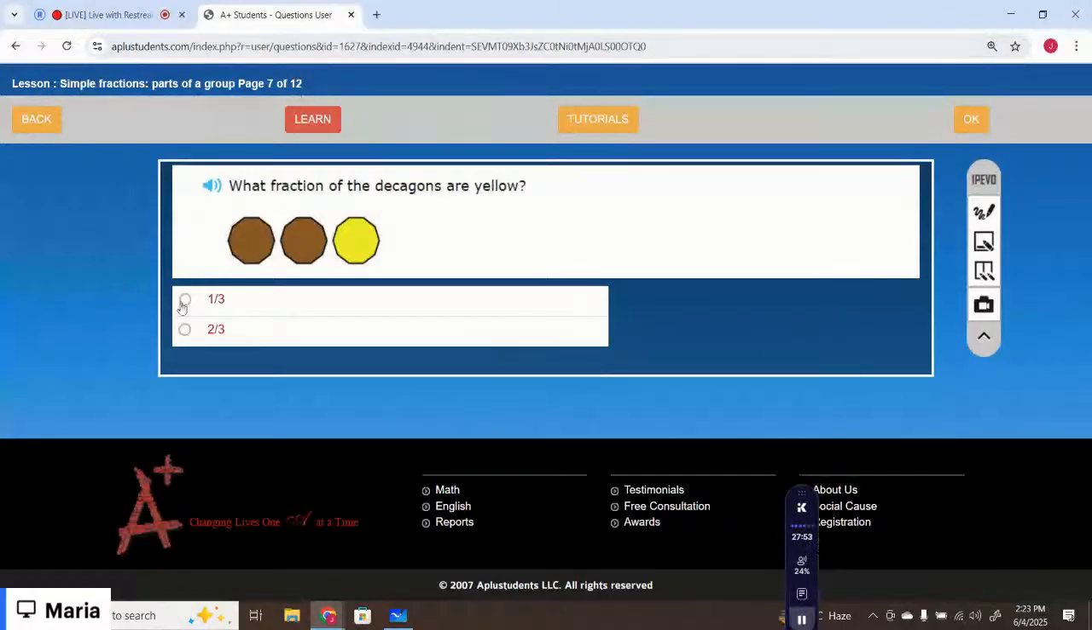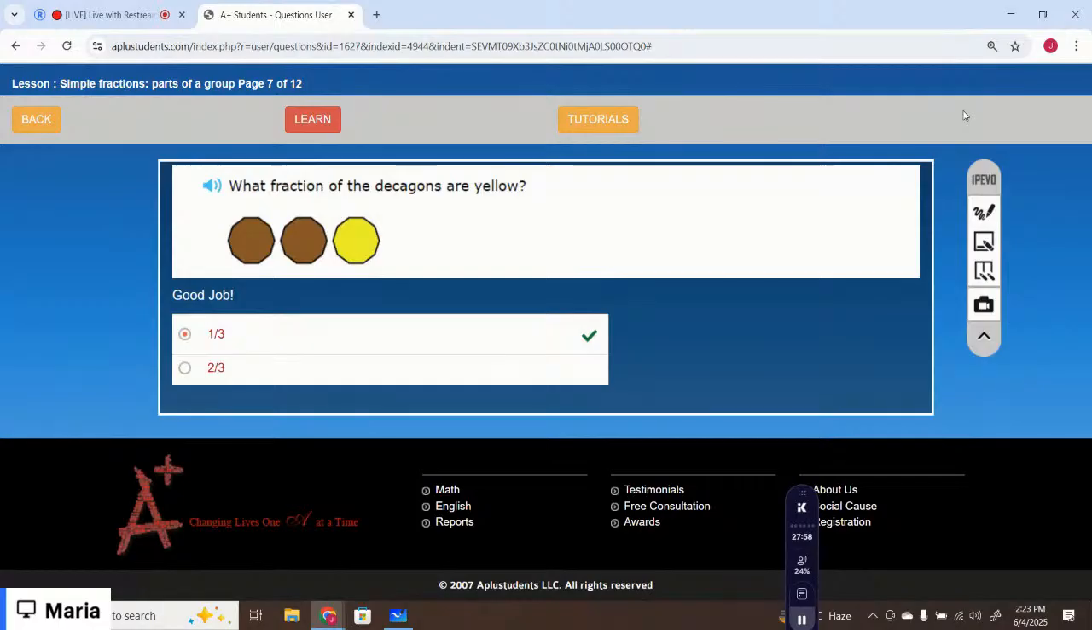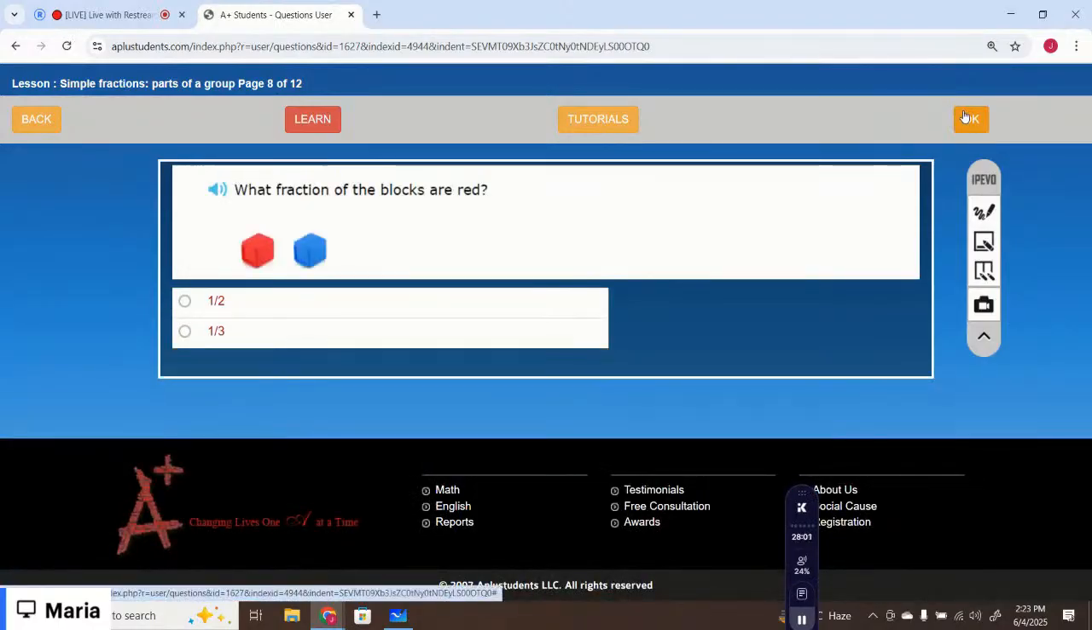That is one out of three. Option number one is the correct option. What fraction of the blocks are red? That is one out of two. Option number one is the correct option.